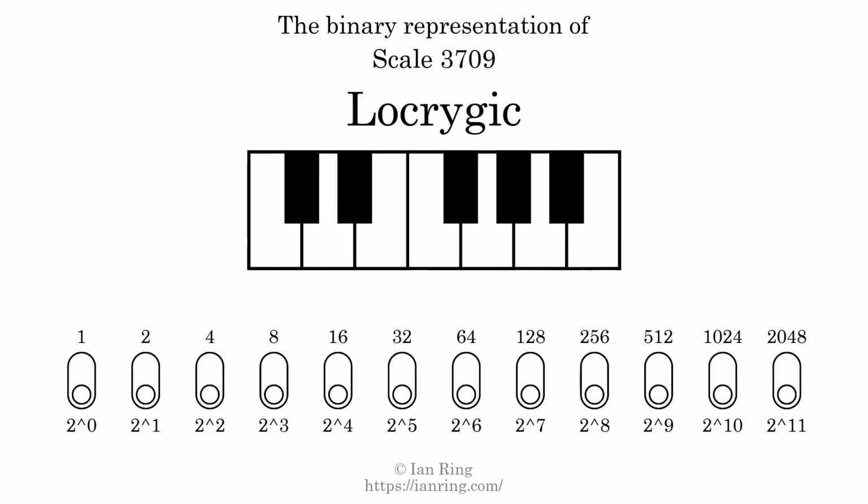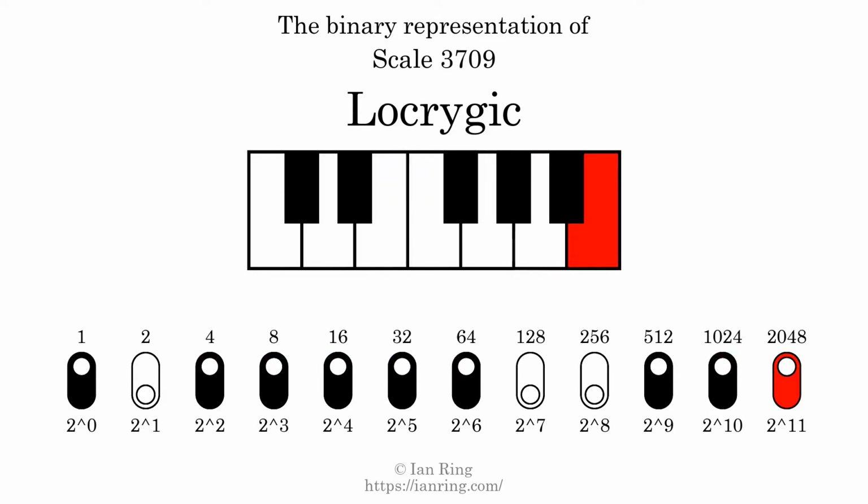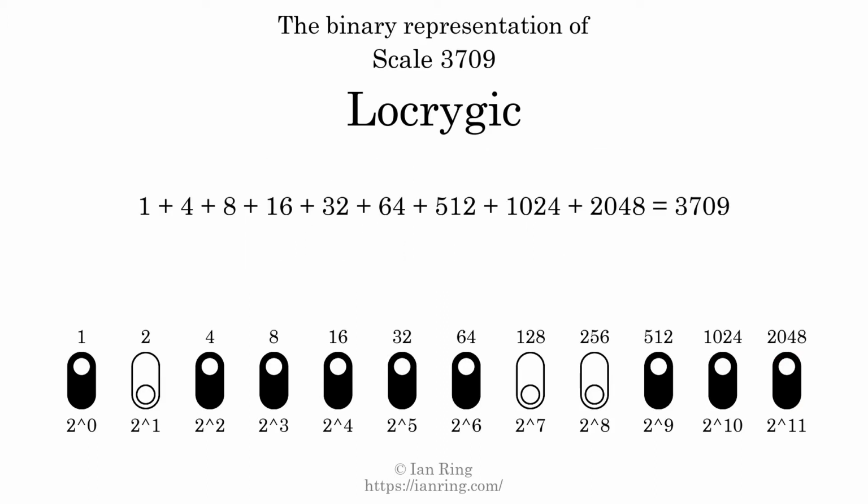The binary representation of this scale is determined by mapping tones of the scale to binary digits. Each binary digit represents a power of 2. To get the scale number, we add the powers of 2 together. The powers of 2 that are present in the scale, all added together, equals 3709. That is why the scale number, in decimal, is 3709.